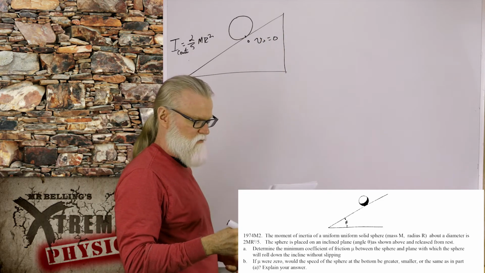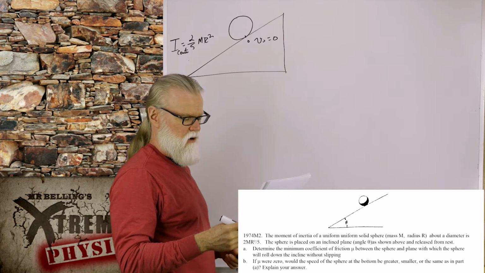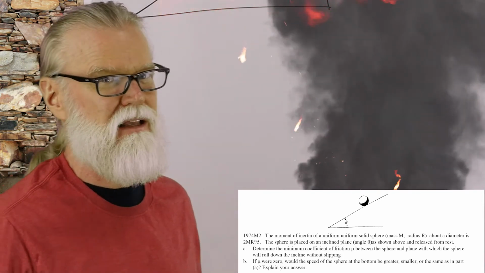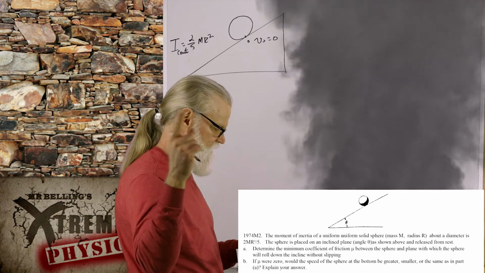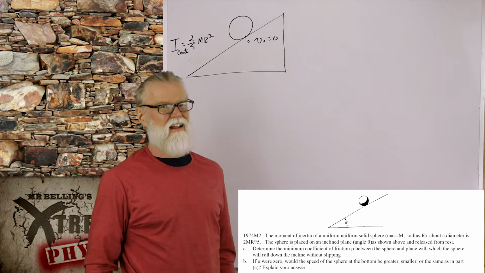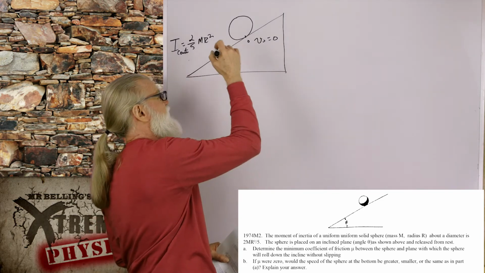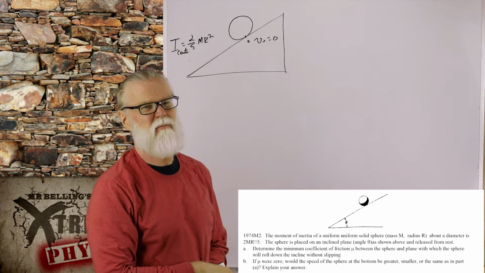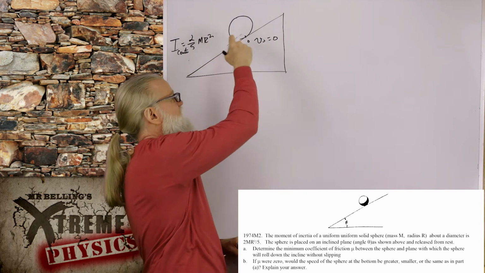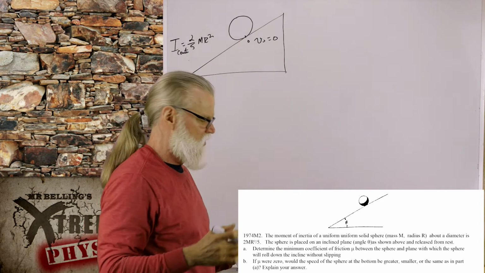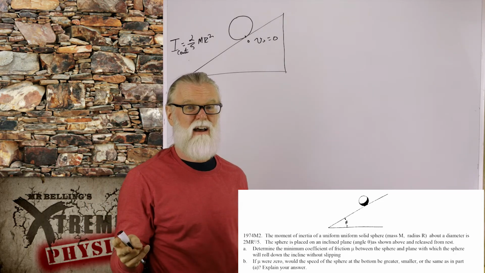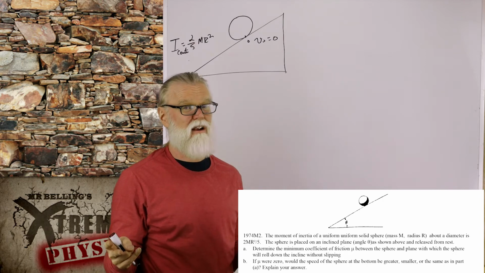Determine the minimum coefficient of friction between the sphere and the plane with which the sphere will roll down without slipping. What's happening here? It's not slipping. There's a couple of conditions. The minimum coefficient of friction. That's telling me that this must be at maximum static friction, right? To find the minimum coefficient of friction, this needs to be rolling right at the ragged edge of slipping. So there are two conditions that need to be met in this problem. As long as they're met, we're good, but you need to recognize what they are.